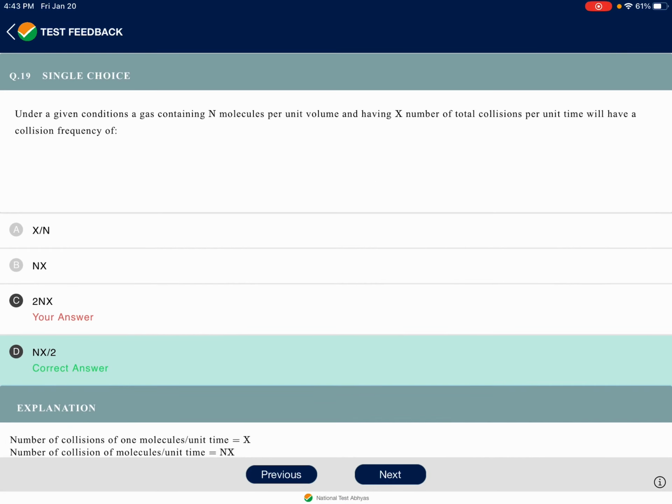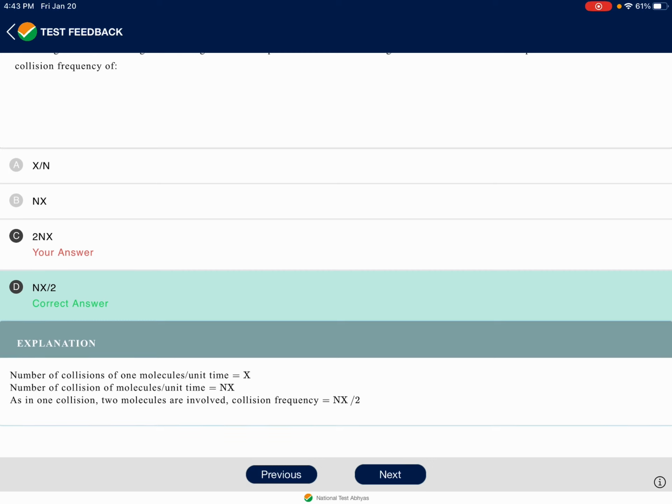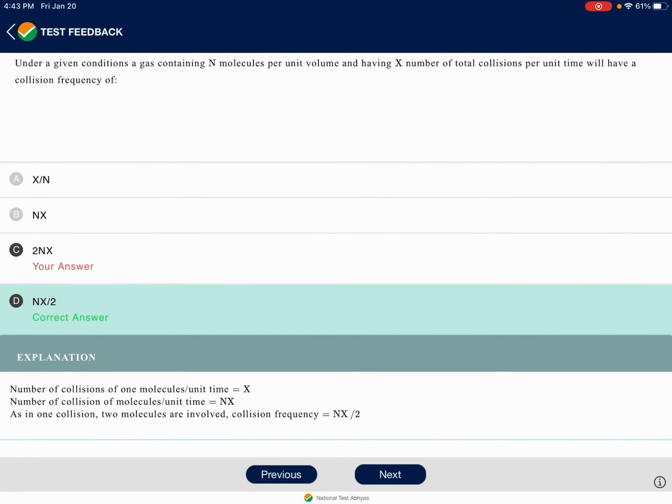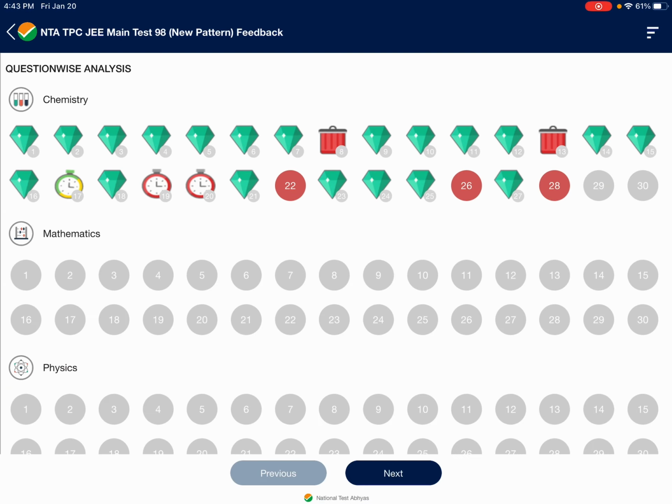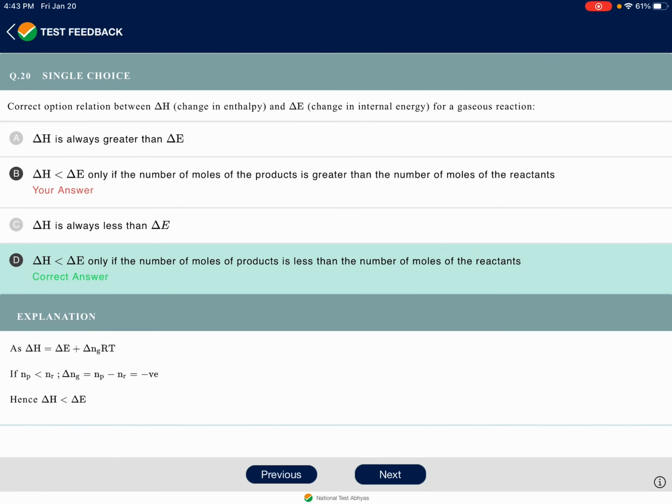This is nx by 2, sir. Number of collisions of one molecule is x. Number of collisions for n molecules in unit time is nx. As in one collision, two molecules are involved, the collision frequency is nx by 2. Okay, now remember this. And this is one other question.